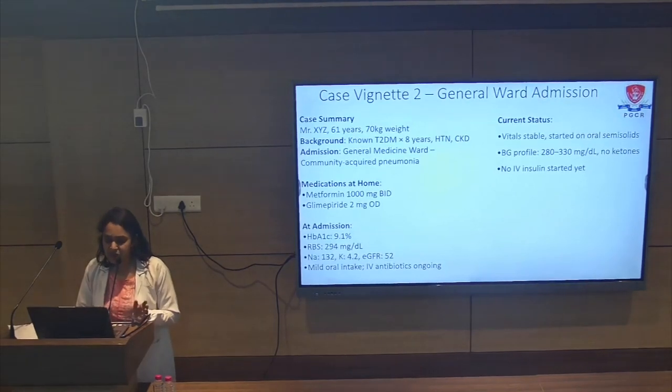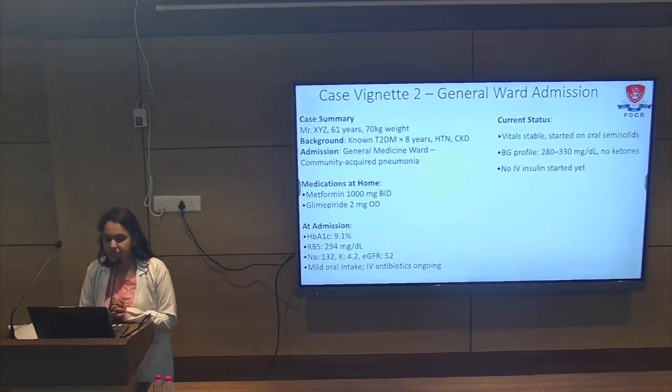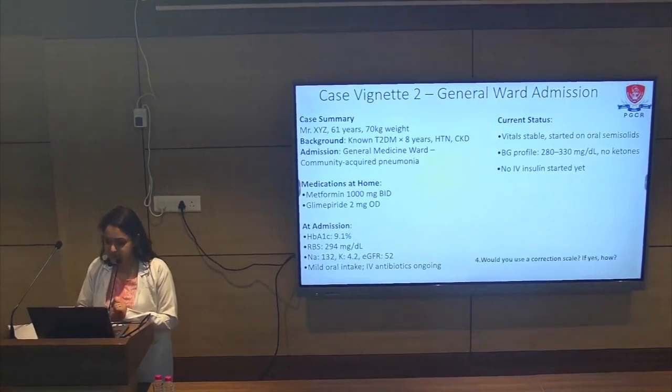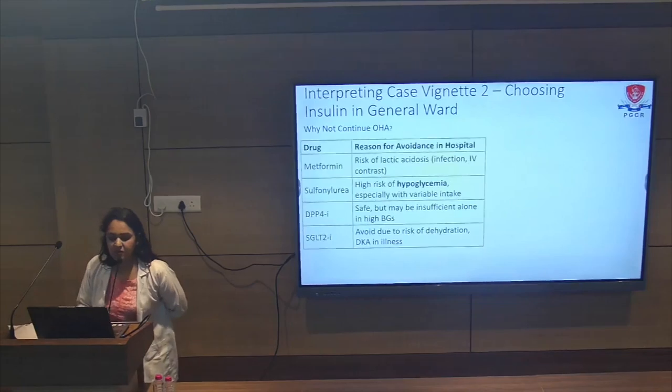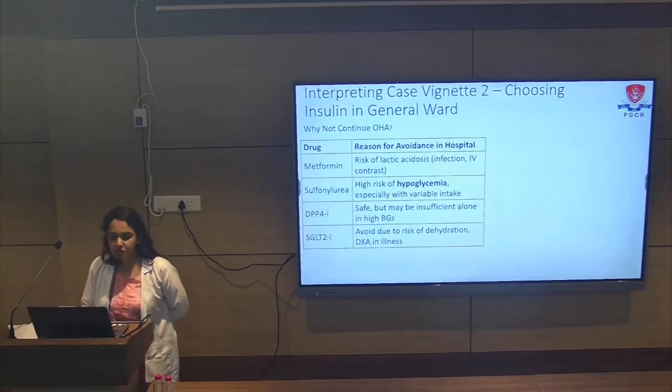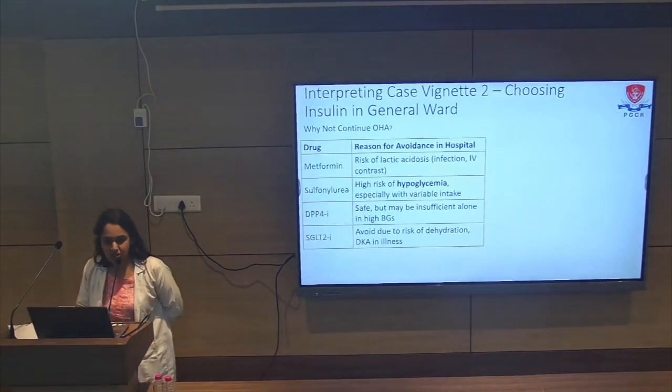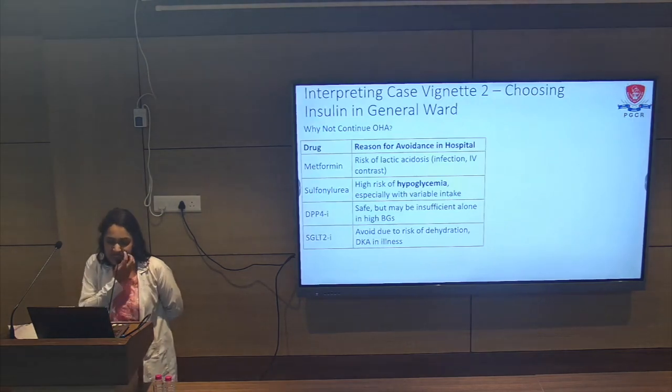The blood glucose profile during the stay is around 280 to 330 mg per deciliter. So now in this patient, will we continue oral anti-diabetic drugs or not? In this patient, we hold metformin because of the risk of lactic acidosis, as this patient has active pneumonia.